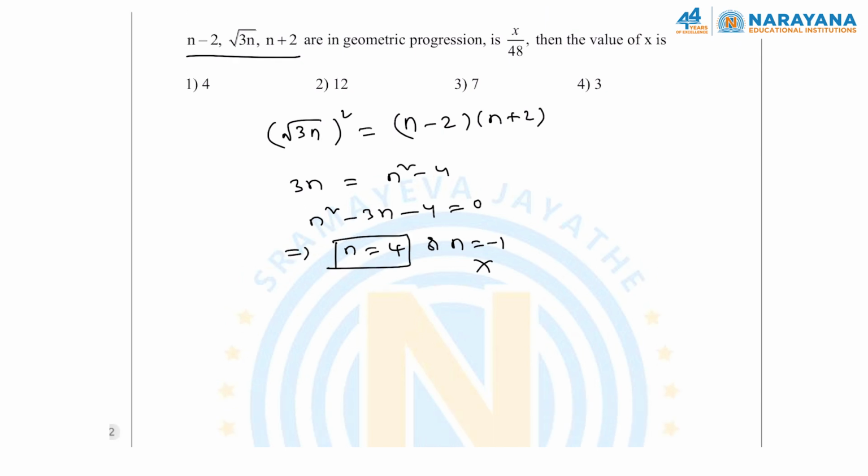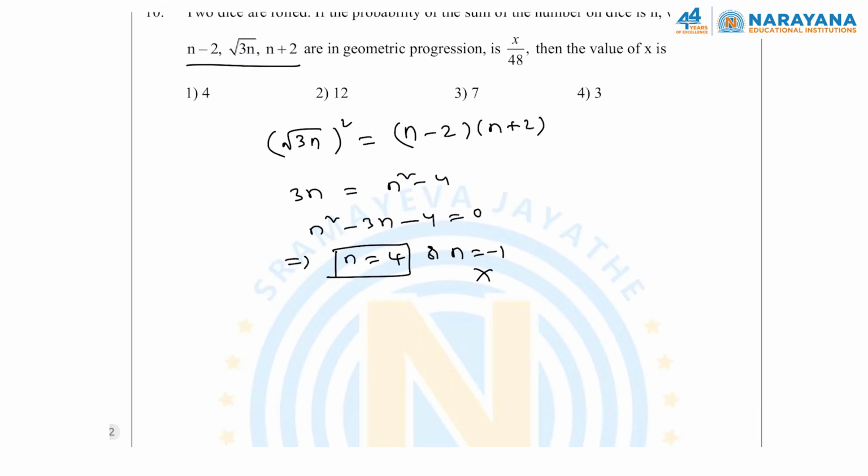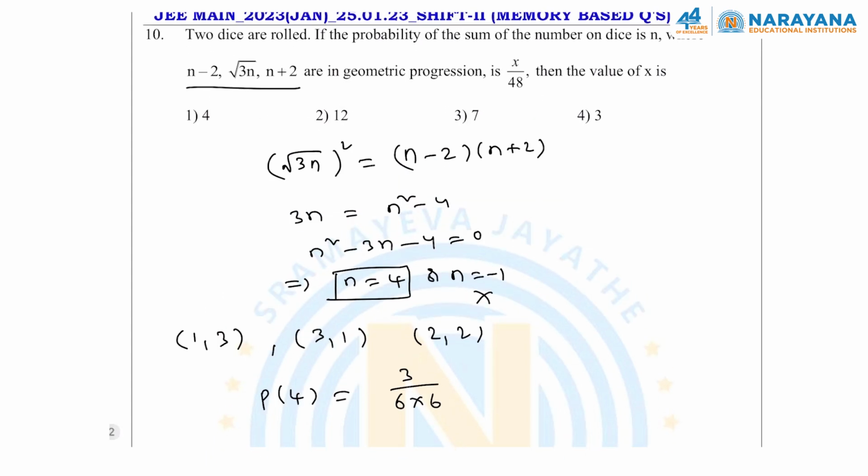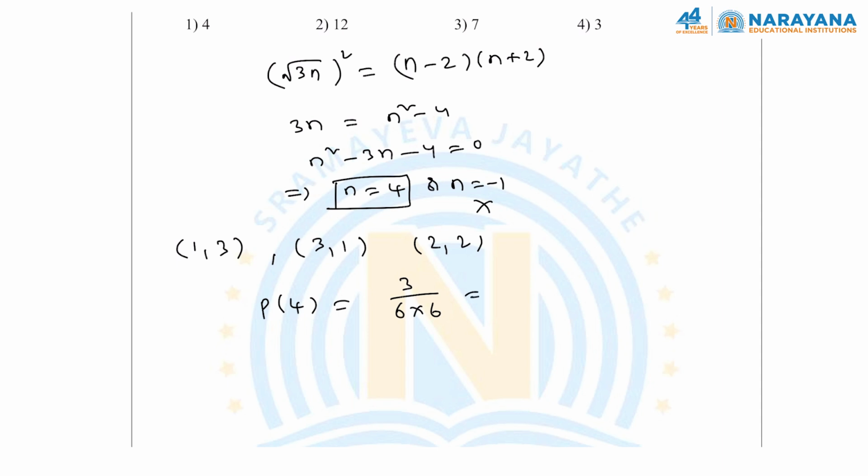Now what is the probability when two dice are rolled of getting the number 4? What are the possibilities of getting 4? We can get 1 comma 3, we can get 3 comma 1, or 2 comma 2. So for the probability of getting 4, we have 3 possible outcomes and total will be 6 into 6, because total outcomes will be 6 on the first die and 6 on the second die. So this is nothing but 3 by 36, which will be 1 by 12. But this is given as x by 48, which implies x is equal to 4.